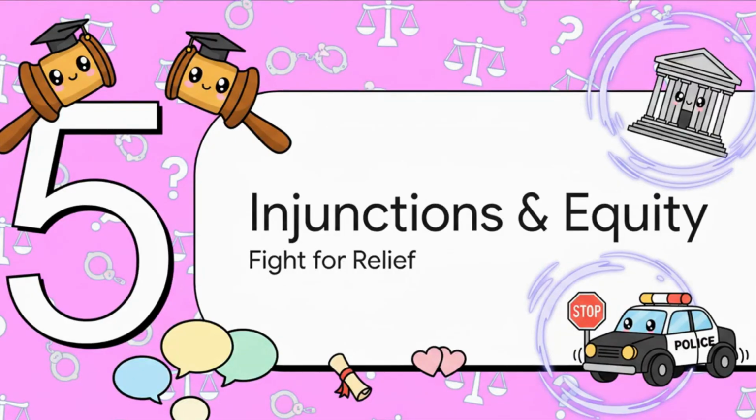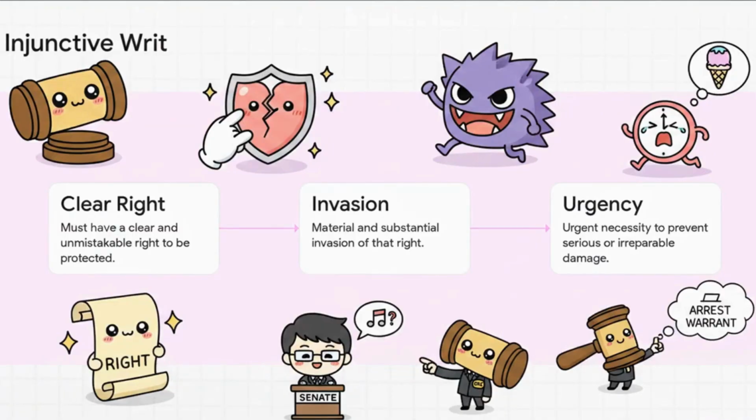Finally, Section 5. Injunctions and unclean hands. The fight for judicial relief. This brings us right to the immediate tactical maneuvers happening at the Supreme Court. Senator Dela Rosa filed urgent motions seeking what's called an injunctive writ. Basically, he's asking for a court order to stop the executive department and law enforcement from arresting him while the Senate is in session. But remember those strict rules of procedure?